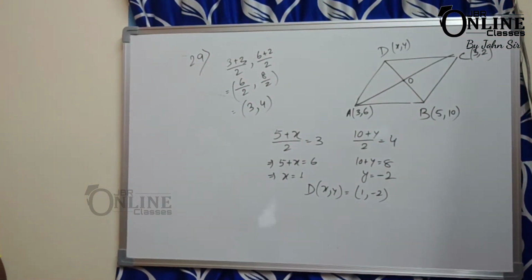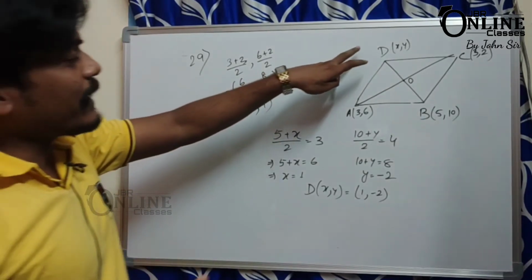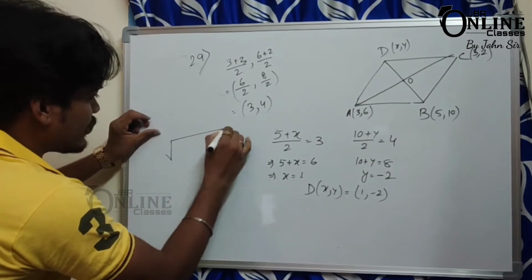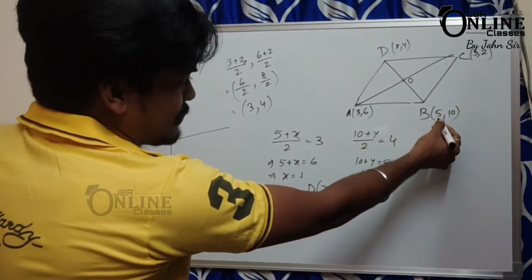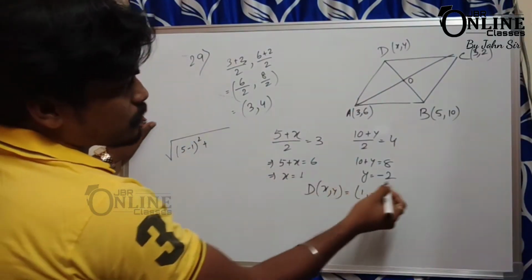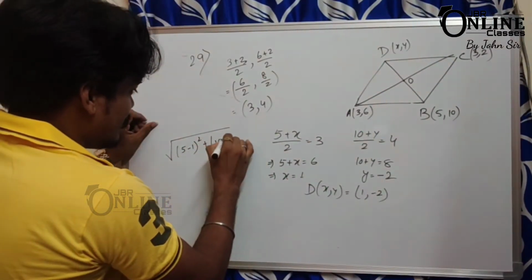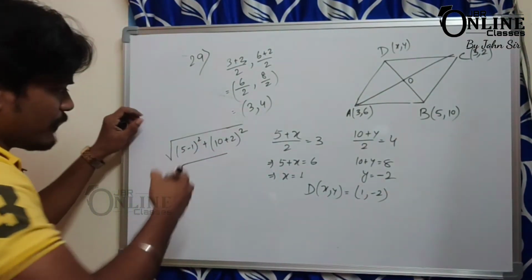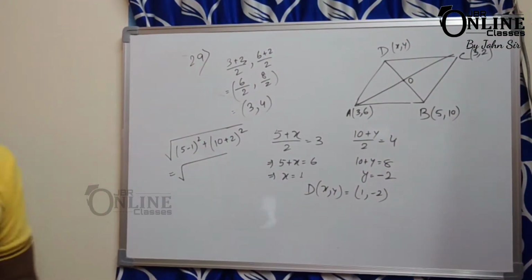Now in the next one you have to find the length of the diagonal BD. To find the length of the diagonal, you can just apply the formula: root over x2 minus x1 whole square, that means 5 minus 1 whole square, plus y2 minus y1 whole square, that means 10 plus 2 whole square. With this formula you can easily find the length of the diagonal.